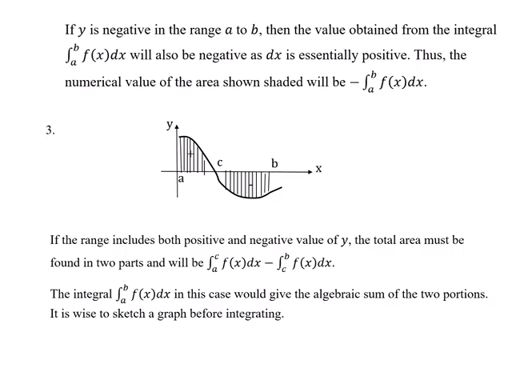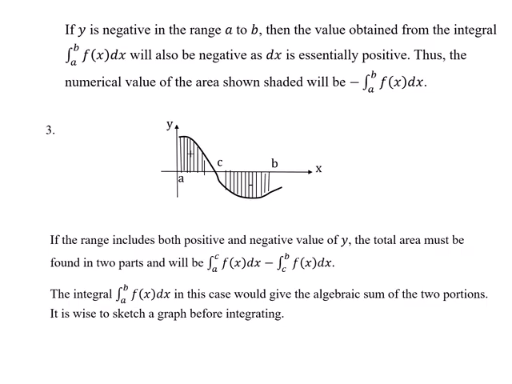So looking at the next one, which is the number 3 diagram, we see the shaded portion both on the positive y and on the negative y. If the range includes both positive and negative values of y, the total area must be found in 2 parts and will be integral f of x dx from a to c minus integral f of x dx from c to b. So you can see how this one looks now.